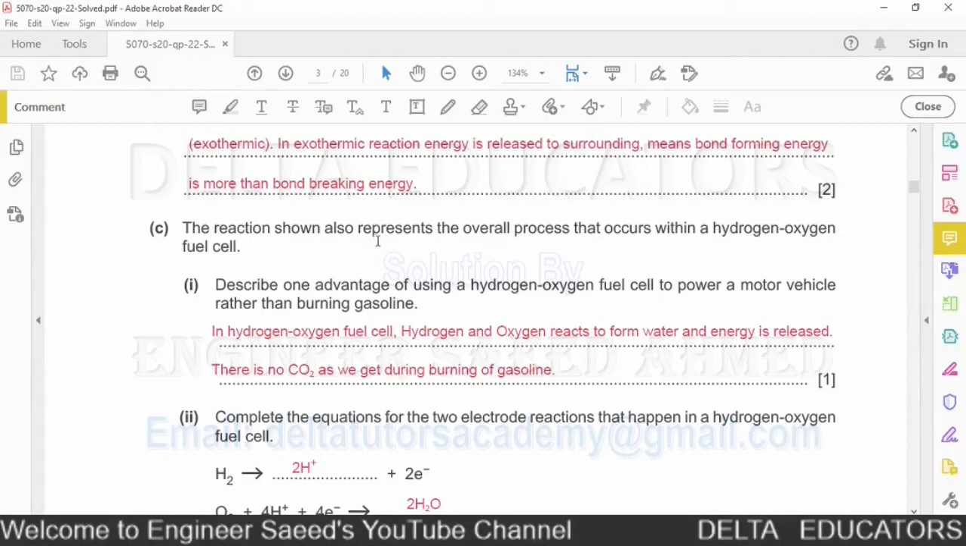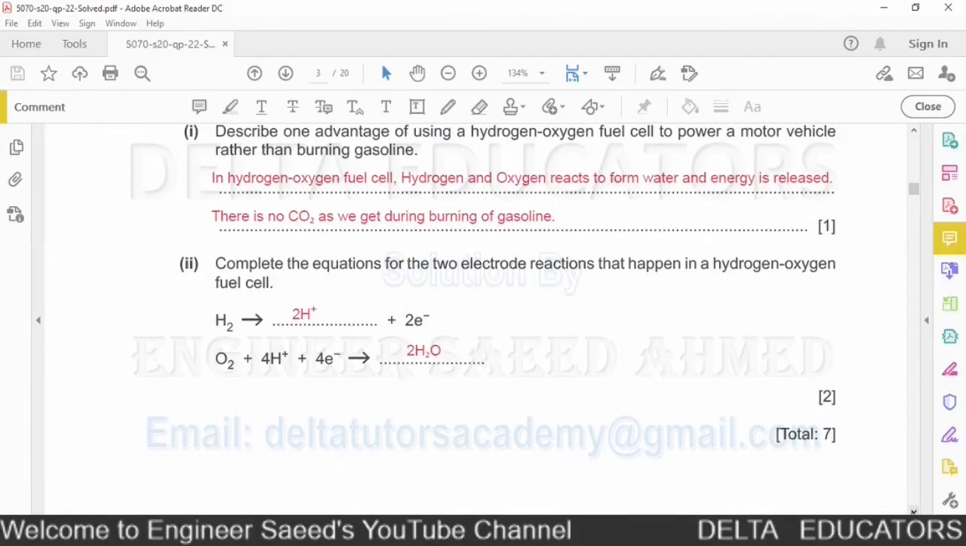If we burn gasoline, we will get carbon dioxide gas, and carbon dioxide gas is a greenhouse gas. Whereas in a hydrogen-oxygen fuel cell, we will get only water along with energy. So here what we have to write: in a hydrogen-oxygen fuel cell, hydrogen and oxygen react to form water and energy is released. There is no carbon dioxide as we get during burning of gasoline.